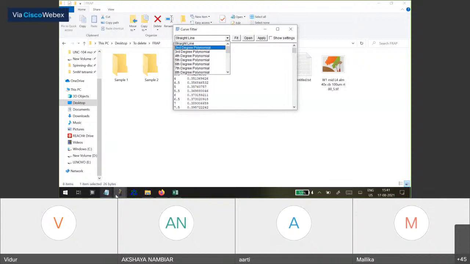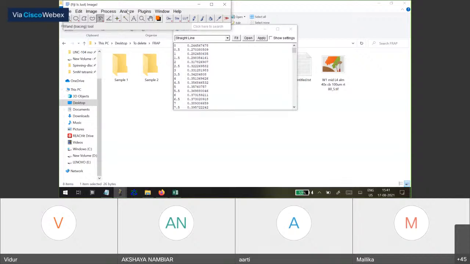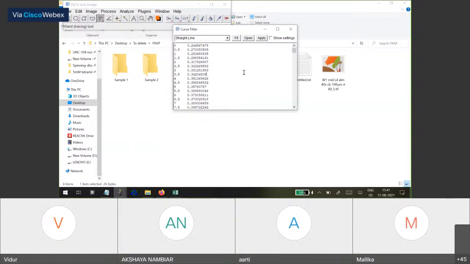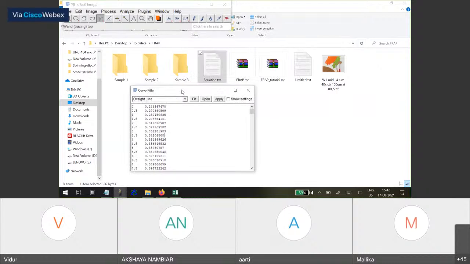Okay, I'll repeat the last 2-3 steps. You first go to Analyze, you go to Tools and you press curve fitting. Once you have this curve fitting window open, you'll see something like this. You just paste your data over here. Once you paste the data, you go to the equation file that I had sent you. It must be attached in the unzipped file that Akshay had sent you earlier. Copy paste that equation because that's going to be relevant now.